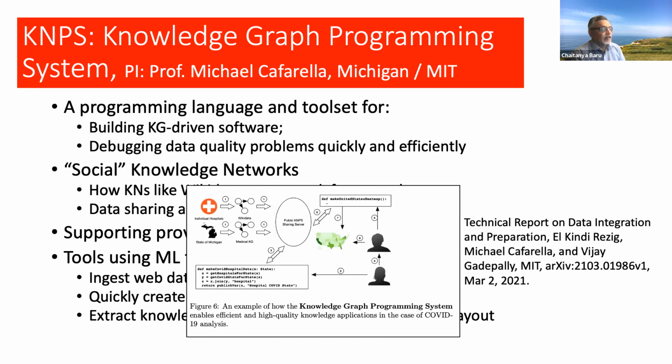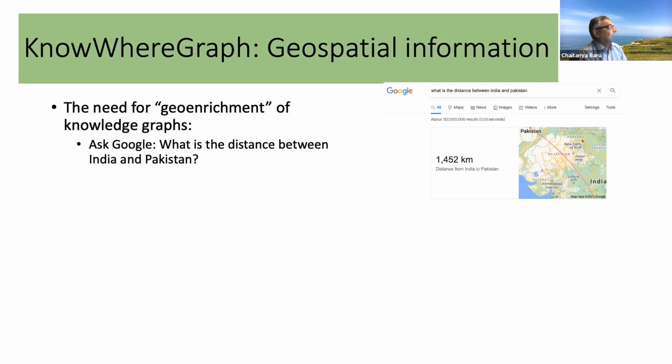Again, there is a technical report available, which is pretty recent, March 2nd, that describes the system. So you can go look at it, and some of this is showing the data flow of what happens when you're doing the social network creation activity. And the next one is on incorporating geospatial information in a better way in all these knowledge graphs.